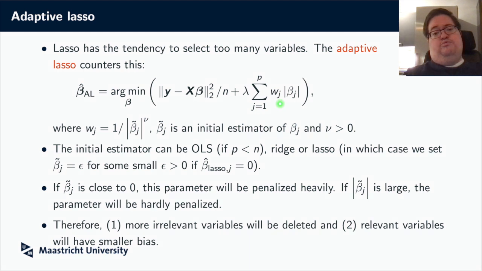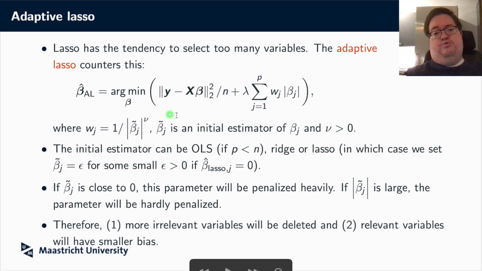Of course, then you run into problems that some variables already get kicked out, so some coefficients will be set to 0. And then it will not work to do 1 over the estimator. So in that case, what we simply do is take a very small number, some small epsilon, 0.00001, and set our initial estimator equal to that, such that we make sure we give it a very large penalty, so that everything that was 0 in the first step will also be 0 in the second step.